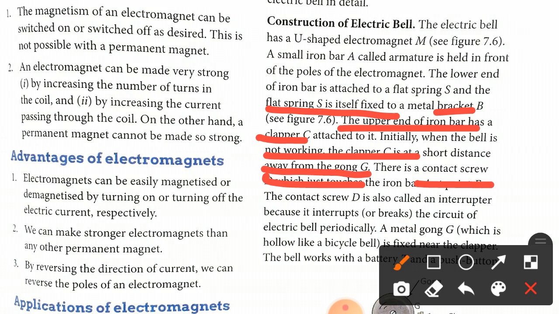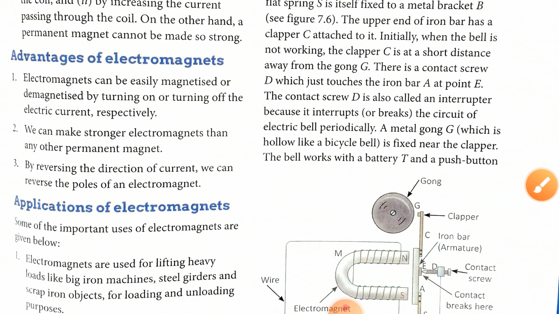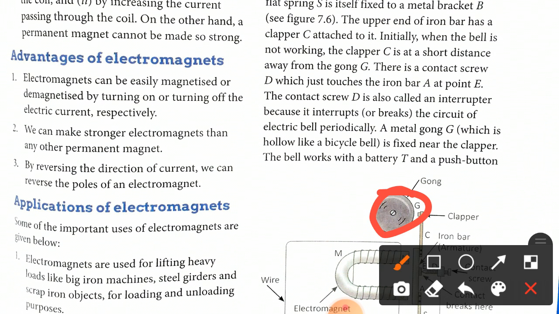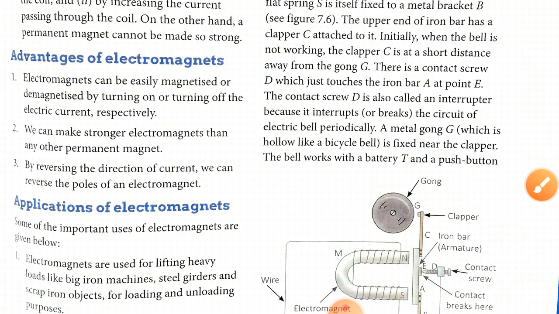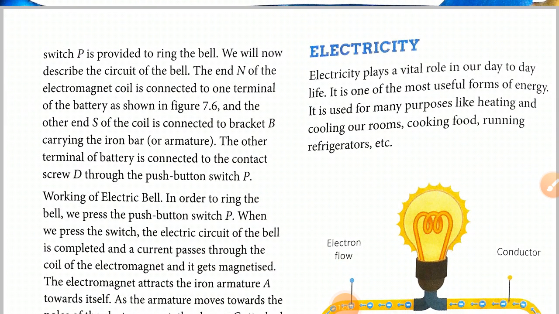The contact screw D is also called the interrupter because it interrupts or breaks the circuit of the electric bell periodically. A metal gong G, which is hollow like a bicycle bell, is fixed near the clapper. The bell works with a battery T and a push button, fine. Now you can see in the below section, switch P is provided to ring the bell.